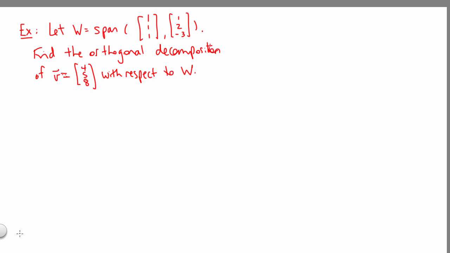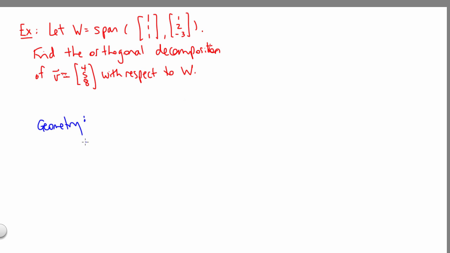In this video, we'll discuss orthogonal decompositions. In this problem, we're given W, which is a span of two vectors in R3. We want to find the orthogonal decomposition of the vector V with respect to W.